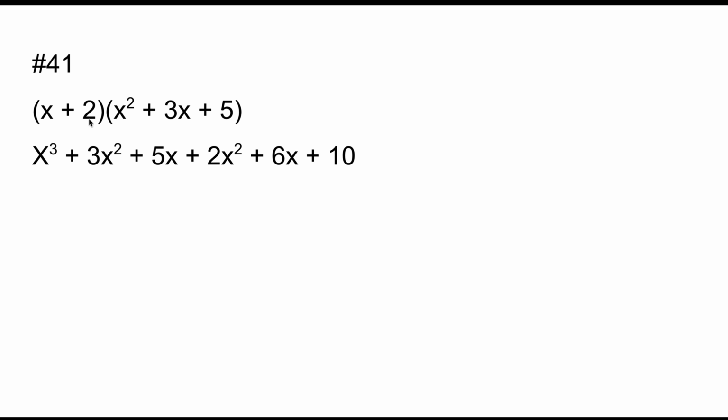And now we'll go over to this 2. 2 times x squared. 2 times 3x gives us 6x. 2 times 5 gives us 10. Now we need to combine our like terms. There's no other cubed x's. So we're going to add our 2 squared x's. We have 3 and 2, which gives us 5x squared. We have a 5x and a 6x, which gives us 11x. And we have nothing else to add to 10, so we will leave it just the way it is. Our final answer is x cubed plus 5x squared plus 11x plus 10.